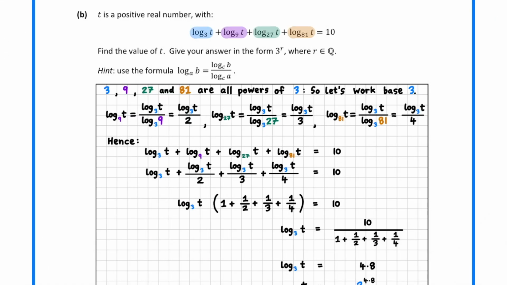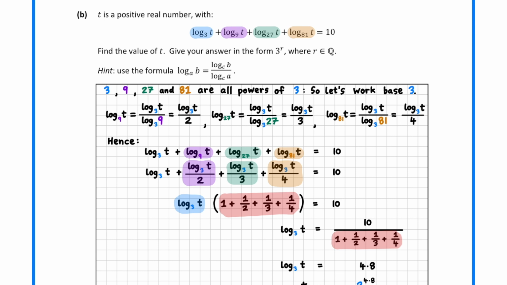Part B involves an equation with several log terms. The numbers in the base of the logs are all powers of 3, so we can use the log rule for changing bases to rewrite each expression so that they have a 3 in the base of the log. Now, every term in our sum has a common factor, log base 3 of t. This can be factored out.